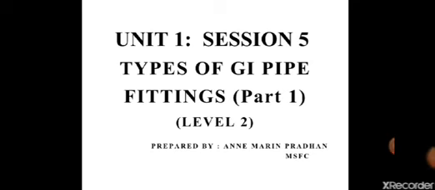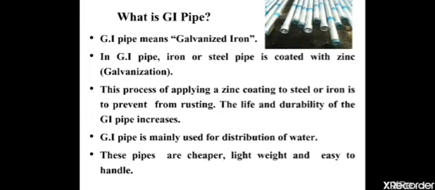Today we are going to start with Unit 1, Session 5, Types of GI pipe fittings. So this is how GI pipe looks like. So now let us study what is GI pipe. GI pipe is galvanized iron. It's basically an iron or a steel pipe that is coated with zinc. That process is known as galvanization.